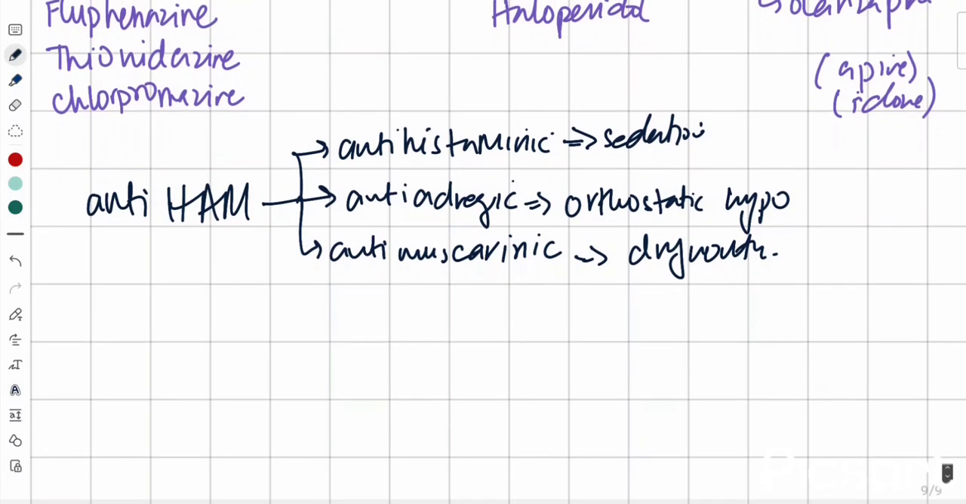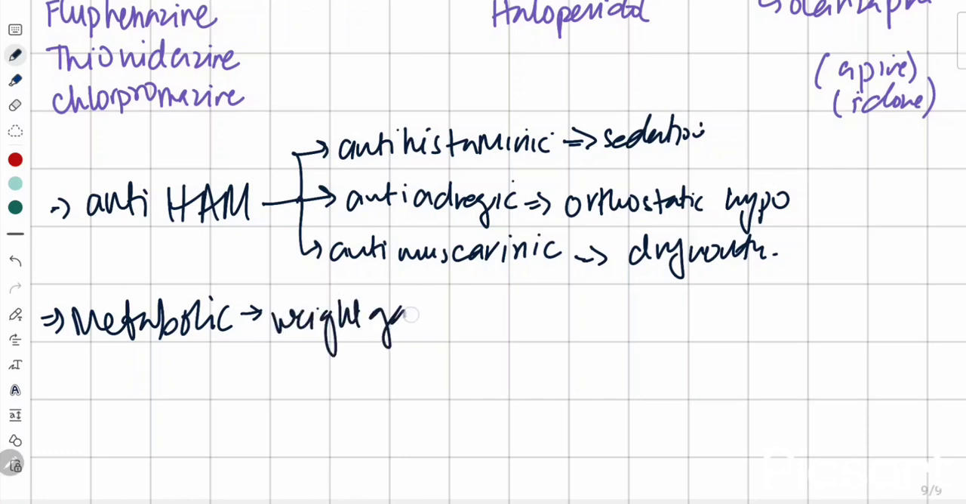And then we have metabolic effects. It is going to cause weight gain. It can cause hyperglycemia, and dyslipidemia as well. And the highest risk of weight gain is with clozapine and olanzapine.